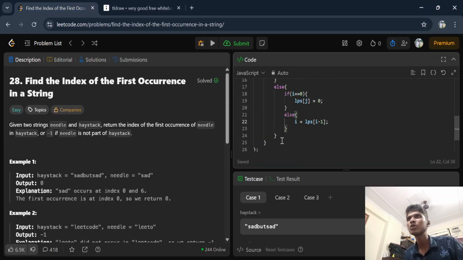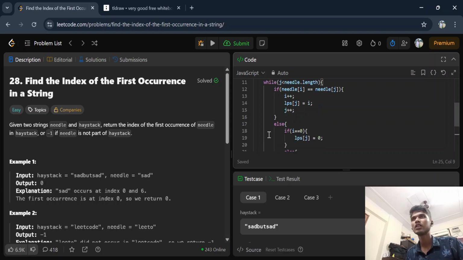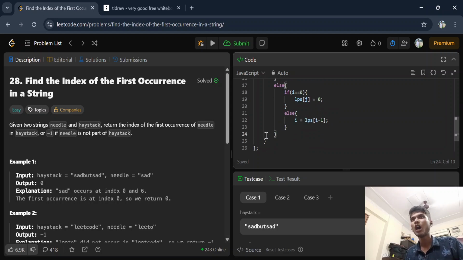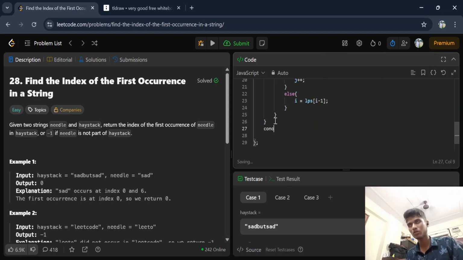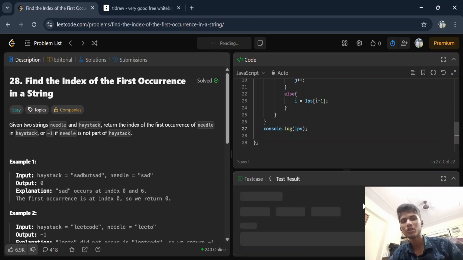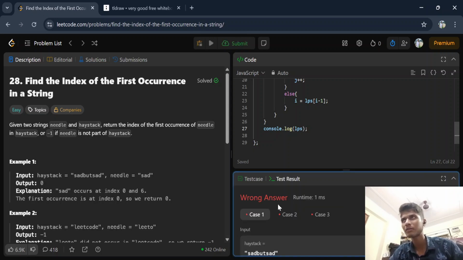So we'll do this, and now our while loop code ended, and let me show you how our LPS array will look. j is equal to 0 and j plus plus. Now console.log. What shall I log? LPS. Let me run it. Though it will not give me a solution, this is not a right solution. I'm just logging it and seeing what is there on my screen.